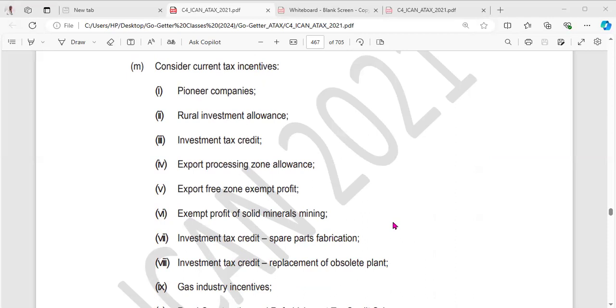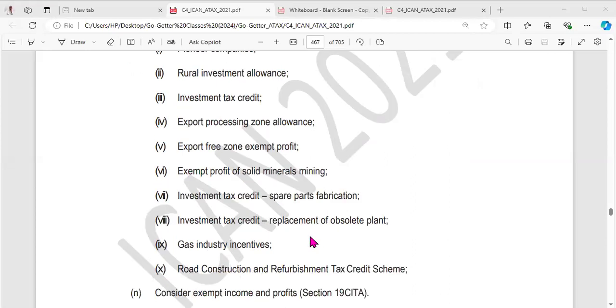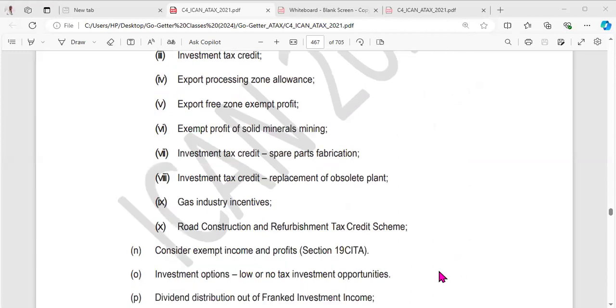Then we also have export processing zone allowance. So there are some allowance you get for being in an export processing zone. You can take advantage of that. We have export free zone, exempt profit of solid mineral mining, and we also have things like gas industry incentive, road construction and refurbishing tax scheme. Then you also consider exempt income and profit.